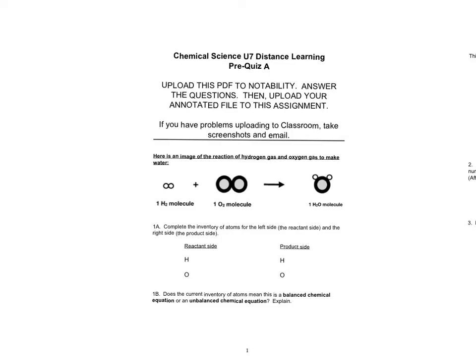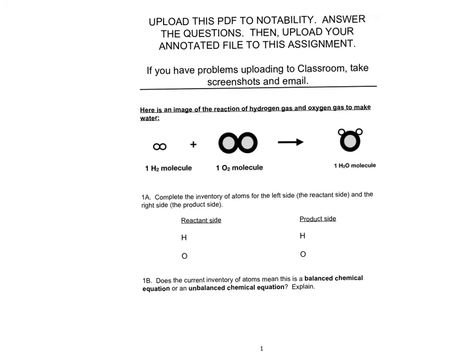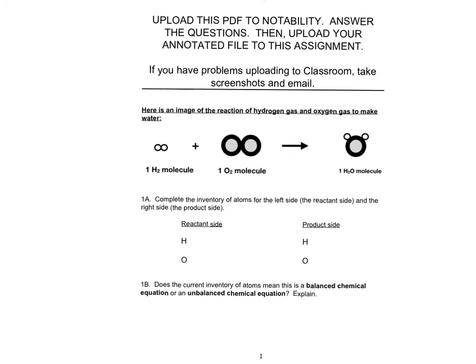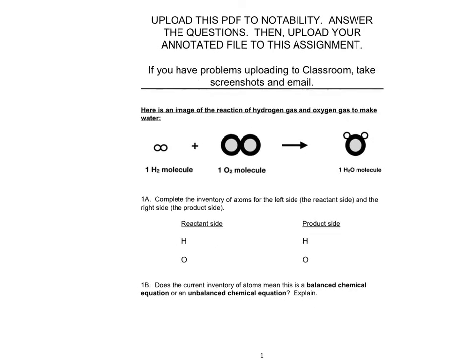So the basis of this, it starts with the image of a chemical equation, and we want to complete the inventory of atoms. So this is presumably unbalanced because it's just got one representative particle for each reactant and one for each product.